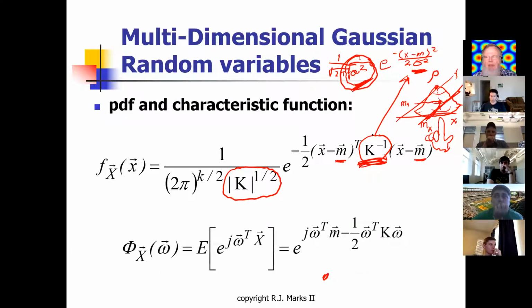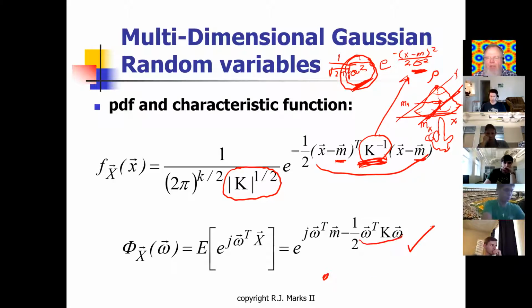Here is the characteristic function, and we'll state this without proof. The characteristic function of a multidimensional Gaussian random variable is given by the expression which is shown here. And you'll notice in 1 dimension, a Gaussian Fourier transforms to another Gaussian. And we have the same sort of thing here. We have this Gaussian transforming to this other Gaussian, if you will.